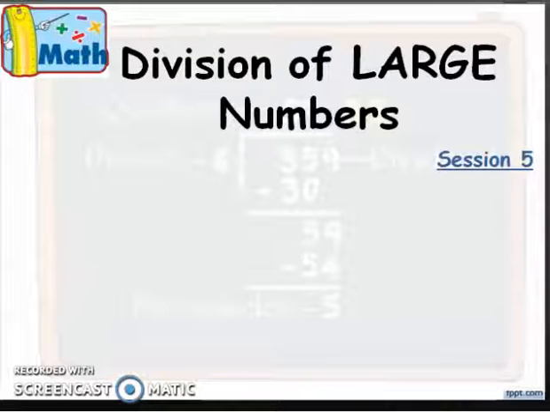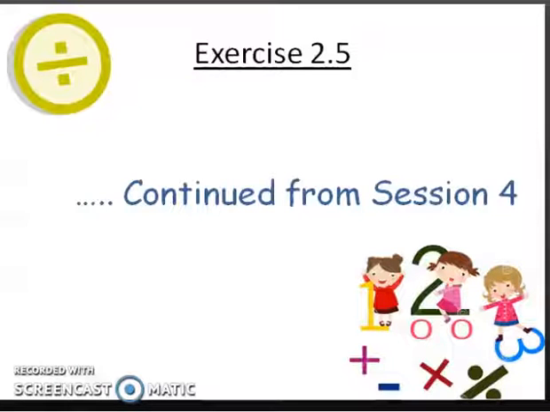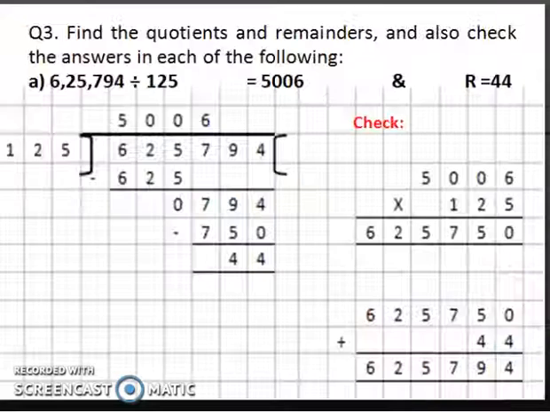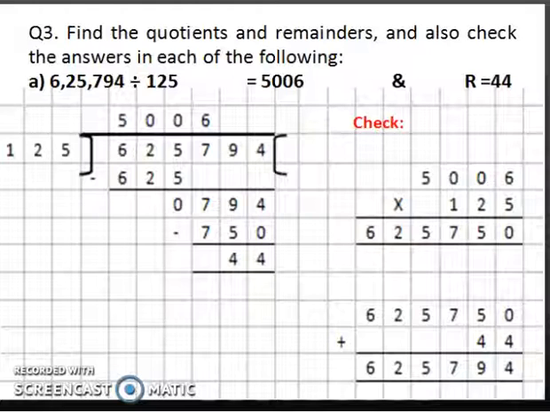Today, we are going to continue our exercise 2.5, which we left yesterday. We are doing the division of the large numbers. Yesterday, children, we did question number 1, in which we had smaller tables and we were able to nicely do the division. In question number 2, you might have struggled a little because now we were supposed to divide by 2-digit numbers. It can be 85, it can be 92, it can be 74, and we don't remember the tables.